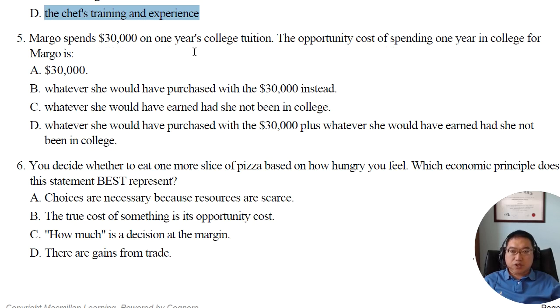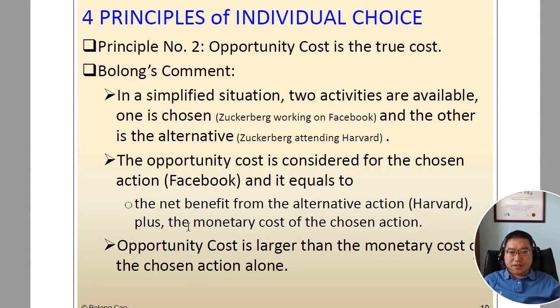So this one asks you to apply the concept of opportunity cost. In our lecture notes, I noted that opportunity cost is larger than the monetary cost of the chosen action alone. From the textbook discussion, it is first the monetary cost of the chosen action. Zuckerberg dropped out from Harvard and built Facebook as a business. That's one part: the chosen action is dropping out from Harvard, and there's certainly a monetary cost for him to start a business.